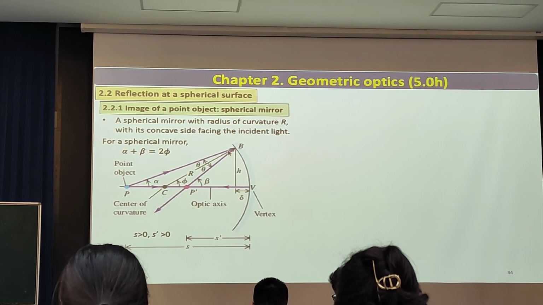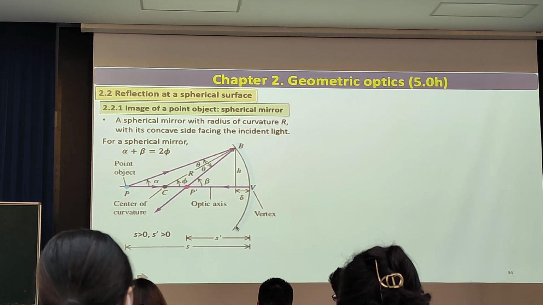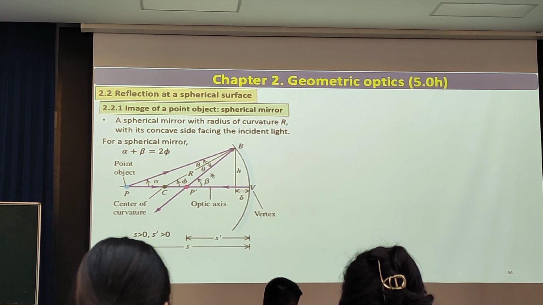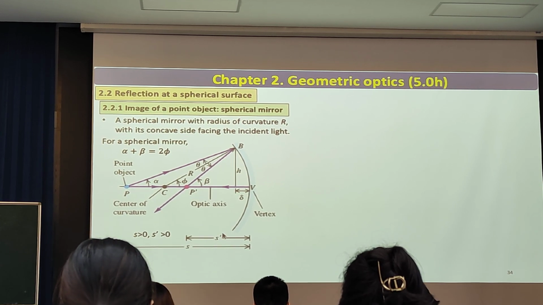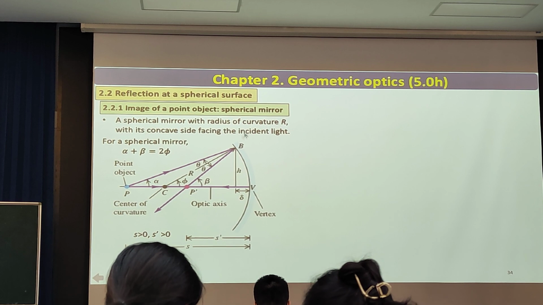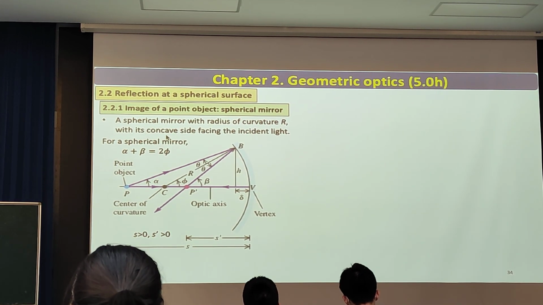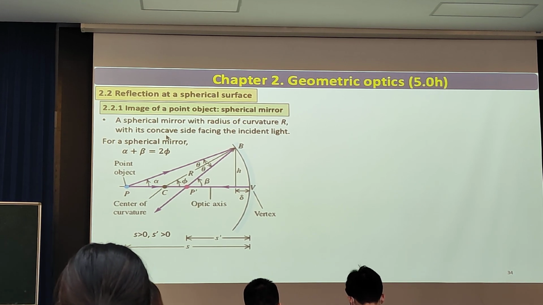If you see this shape, in which the incoming light reflects in this direction, it is a concave mirror. Let me show you here the concave. We have concave and we have also convex. So concave and convex spherical mirrors.